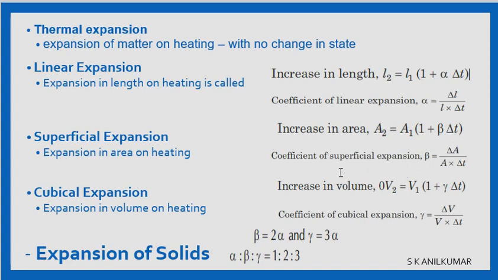Coefficient of superficial expansion. What is beta? Beta equals delta A by A into delta T. Delta A is the change in area, delta T is the change in temperature. Then we have cubical expansion.